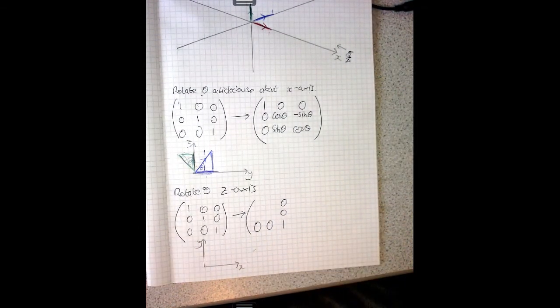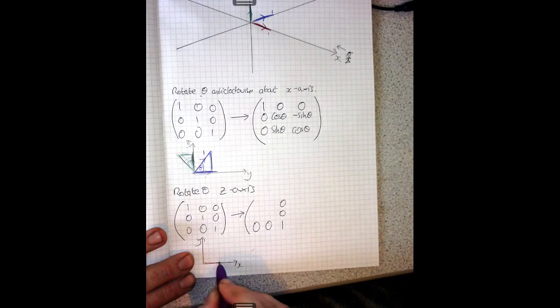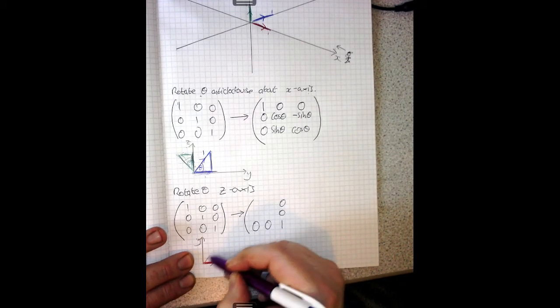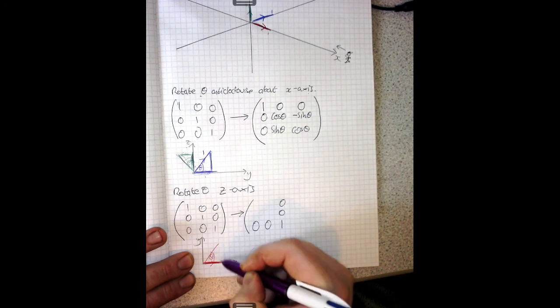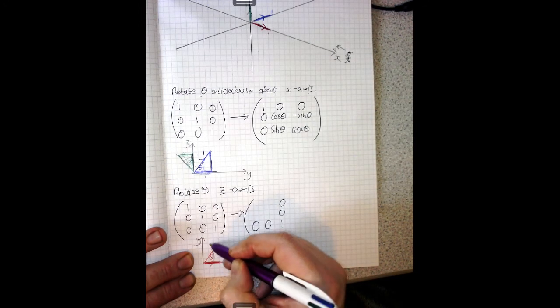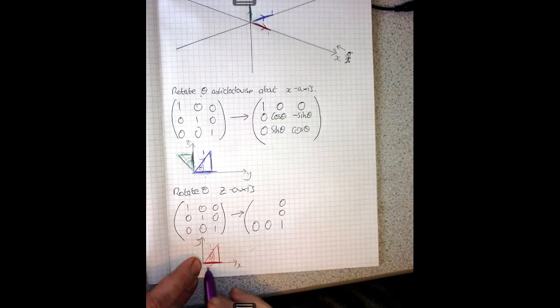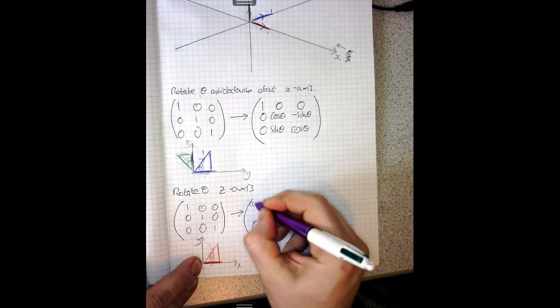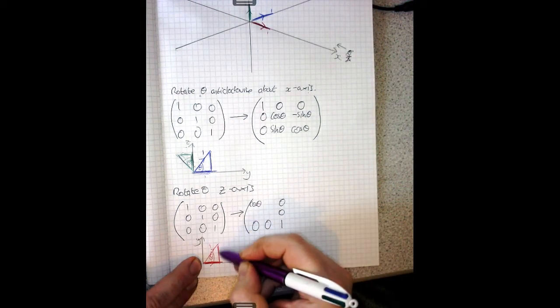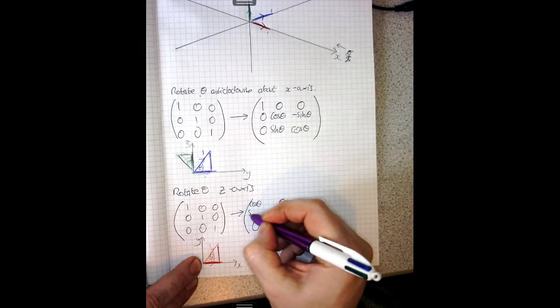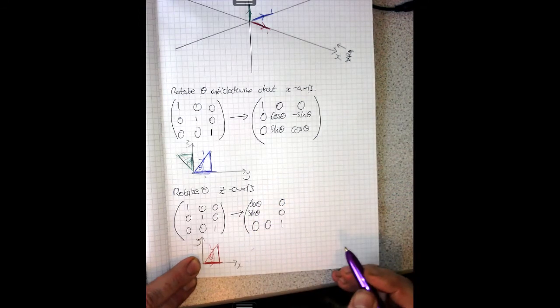Now, rotating about the y-axis is odd. Let's just have a think about it. If I'm stood here and I'm looking down the y-axis towards the origin, I see the xz plane. But for this man looking down the y-axis, the x-axis is actually going to the left. So I need to think about that.